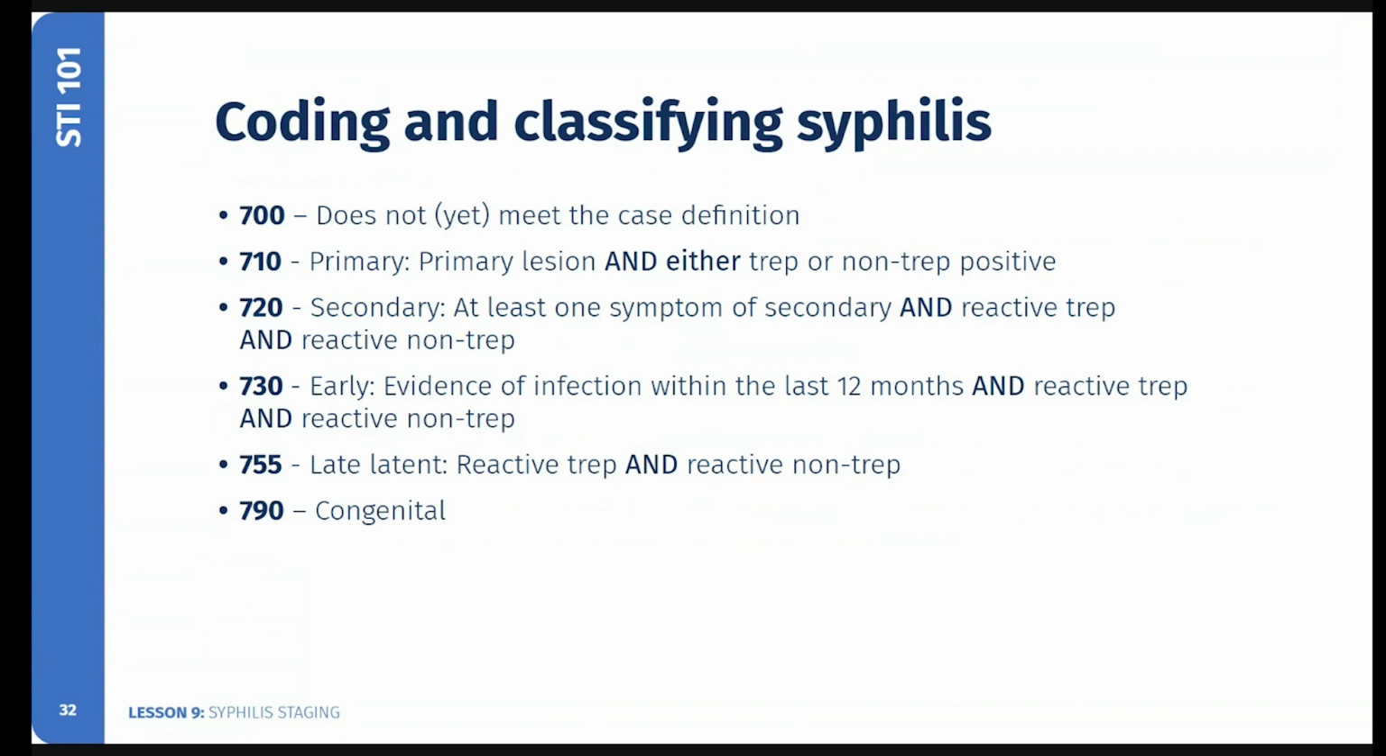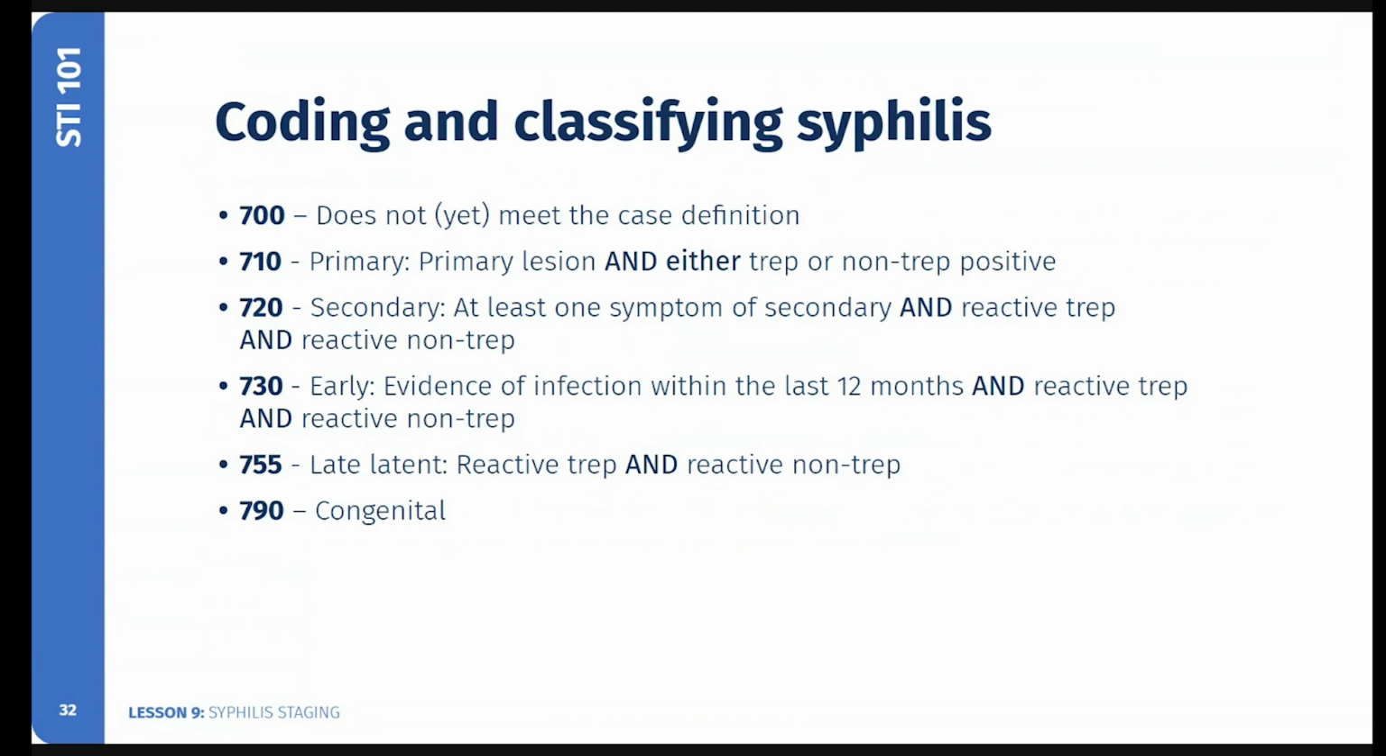755 is the disease code for late latent syphilis of unknown duration. Anyone who has a reactive TREP or non-TREP but does not meet the symptomatic criteria for primary or secondary and does not have evidence of an early infection would meet the case definition of late latent syphilis. You may occasionally see codes like 740 or 745 for older records. 740 is used to indicate unknown duration, and 745 is a historical disease code that was used for late latent.